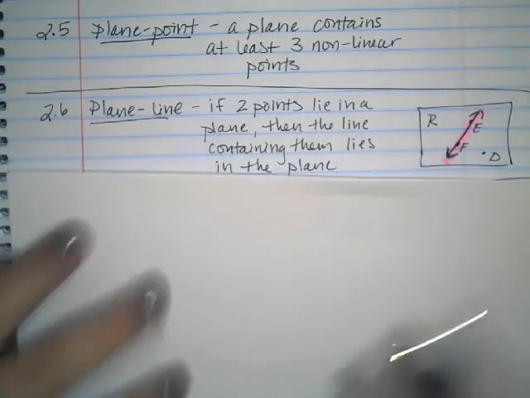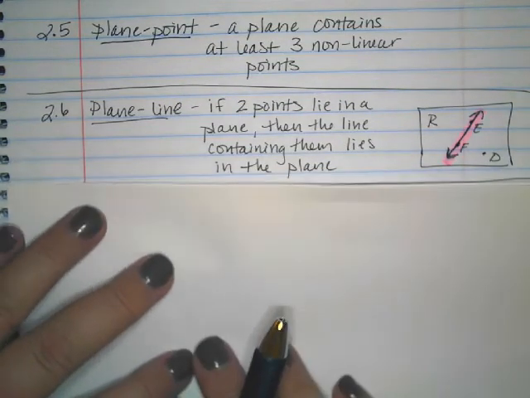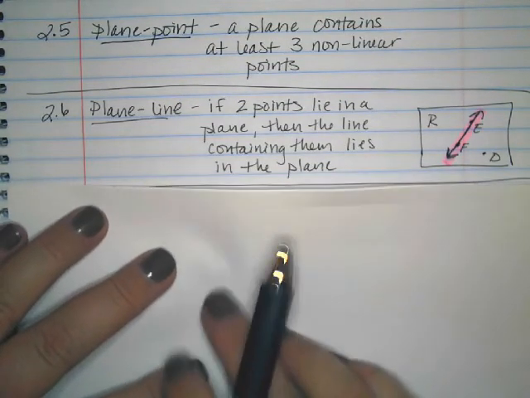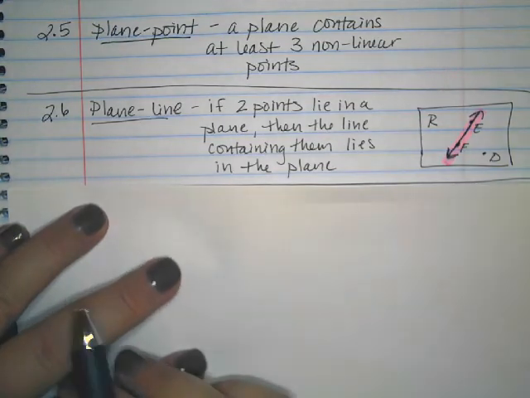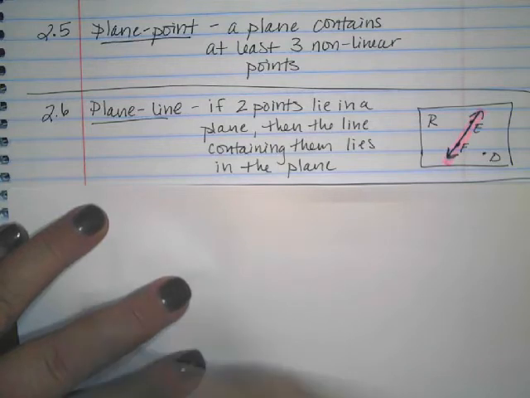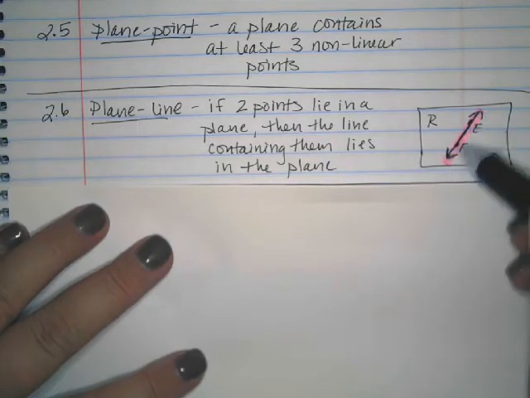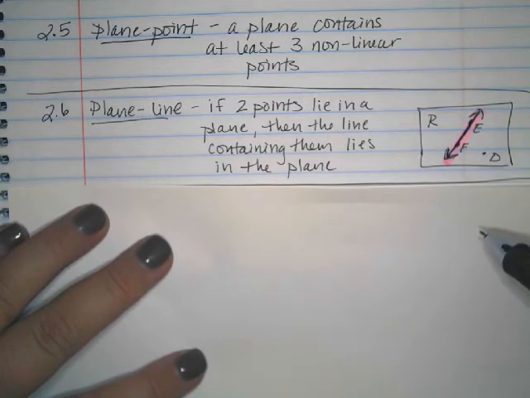The next postulate is postulate 2.6, and this one is called the plane line postulate. It states that if 2 points lie in a plane, then the line containing them must also lie in the plane. So they're saying that if these 2 points are on this piece of paper, or on this plane, then the line that connects them together also has to be on that piece of paper, on that plane.